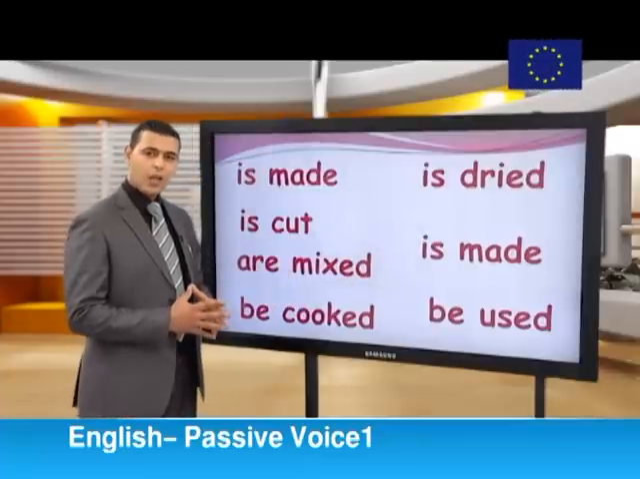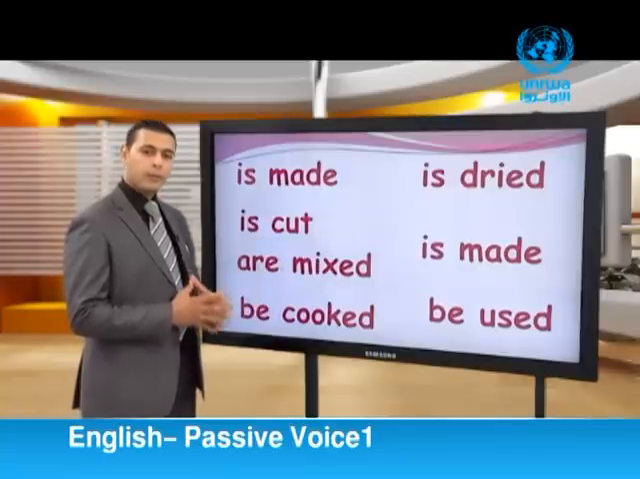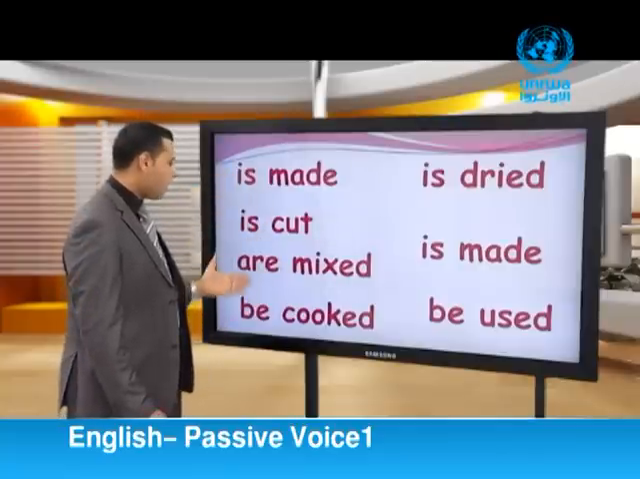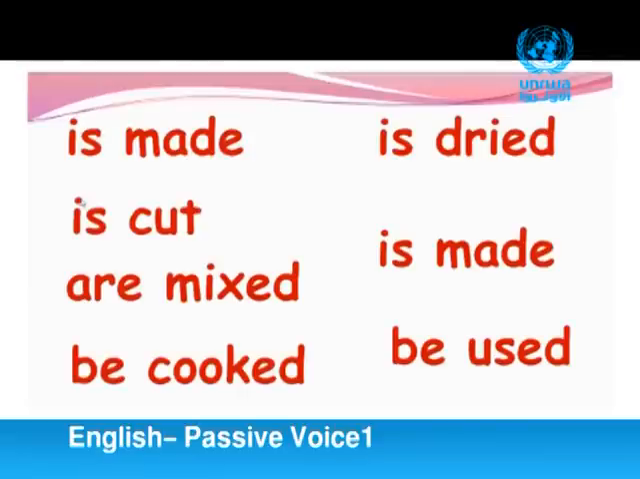Here, as you see, we have the forms of be verb. لدينا أنماط من فعل to be مثل is, are, and be itself, plus the past participle of the verb. بالإضافة إلى التصريف الثالث من الفعل.